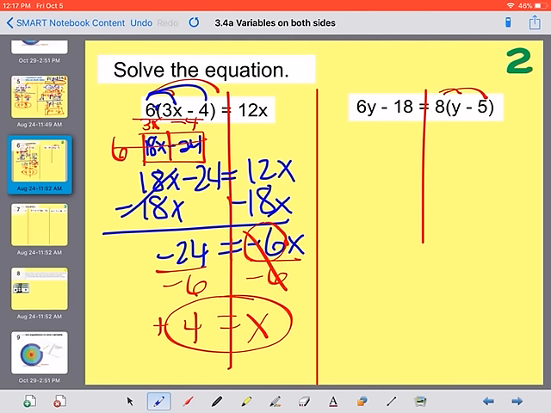Same thing on this side. I'm going to multiply without the boxes. 8 times y is 8y. 8 times 5 is 40, but it's times a negative 5, so it's a negative 40.